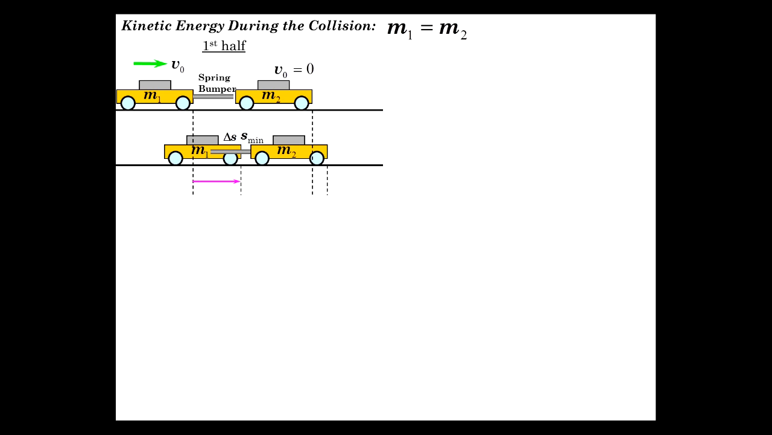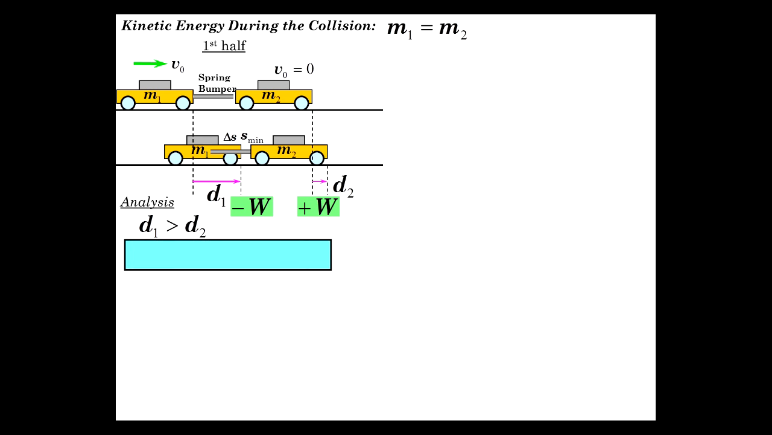So now what we see is D1, the distance that cart 1 traveled during the first half of the collision while they're colliding. But cart 2 didn't move very much. Cart 2 just moved D2, a little bit in the first half. It began accelerating, but the spring plunger was pushed into cart 1. These represent negative and positive work for the reasons we've already discussed. Negative work on cart 1, positive work on cart 2. So D1 is greater than D2.